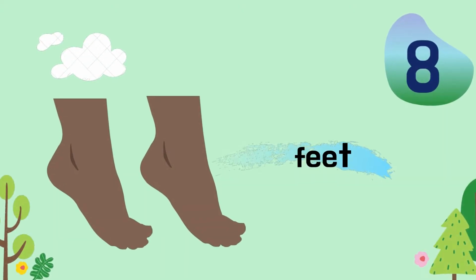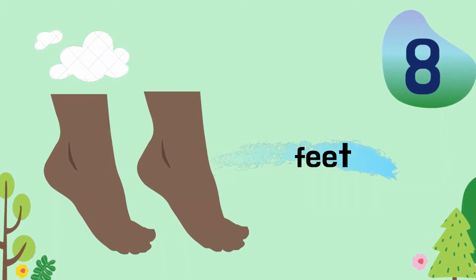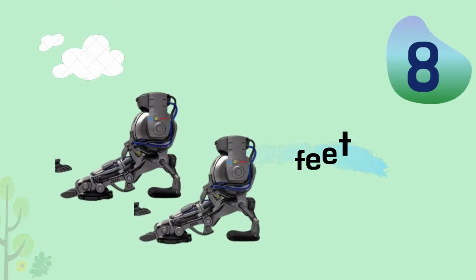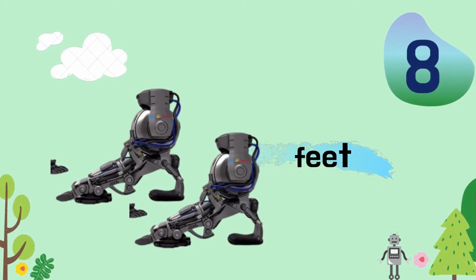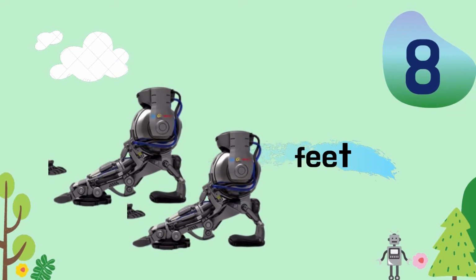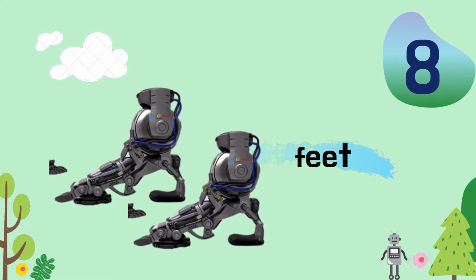A bit of explanation: if we have two, we call it feet. If we have two, the word will become feet. This is the feet of the robot. Feet. If we have two, we call it feet. If we have one, we call it foot.